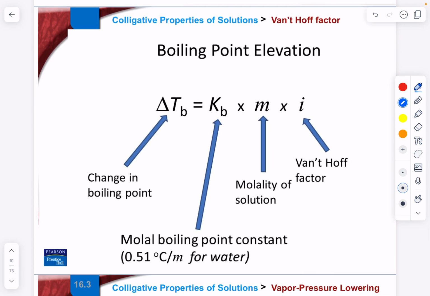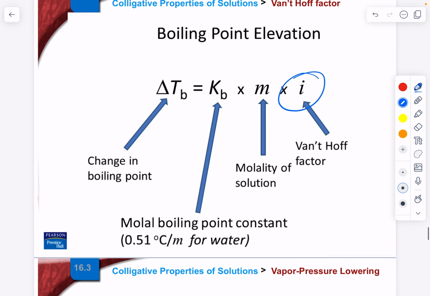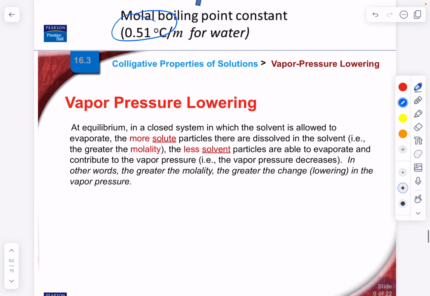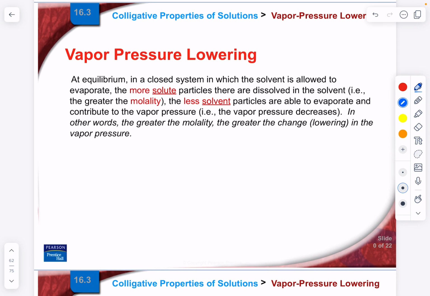You have the same thing with the boiling point elevation, the Van Hoff factor. And you're always going to get your constant from a chart. You would not have to memorize it. This also depresses the vapor pressure.